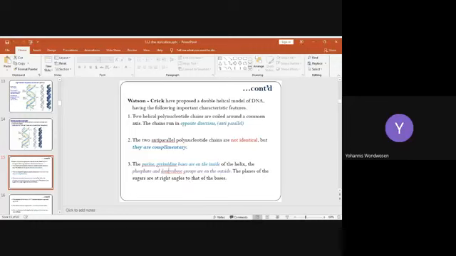The purine and pyrimidine bases are on the inside of the helix. The phosphate and the deoxyribose groups are on the outside. Sorry, the purine and pyrimidine bases, as we said, form hydrogen bonds on the inside, while the phosphate and deoxyribose groups face towards the outside in order to act as the backbones.